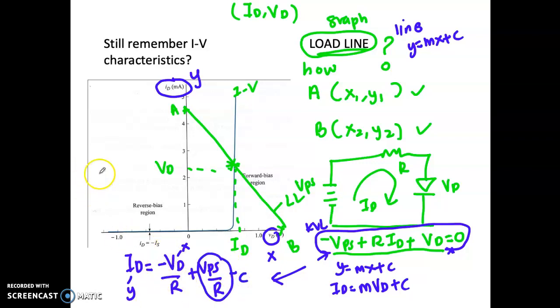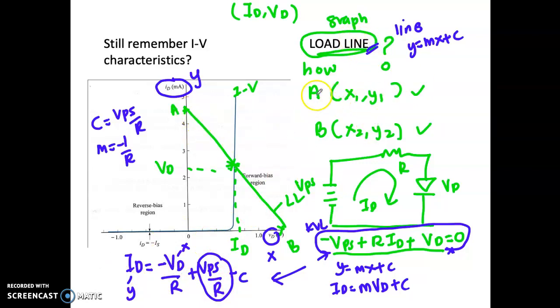What is your m here? The slope here is equal to minus 1 over R. Your c will be VPS over R. Okay, once you can get your line equation, this line equation is what we call the load line equation.